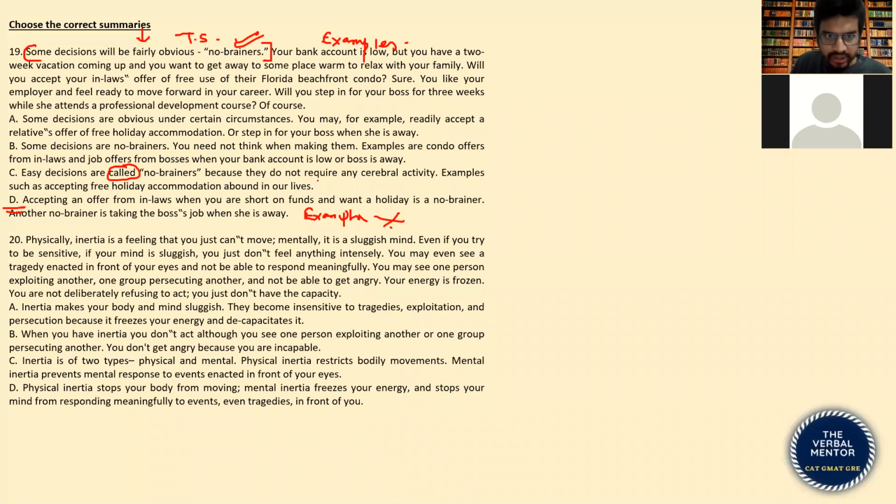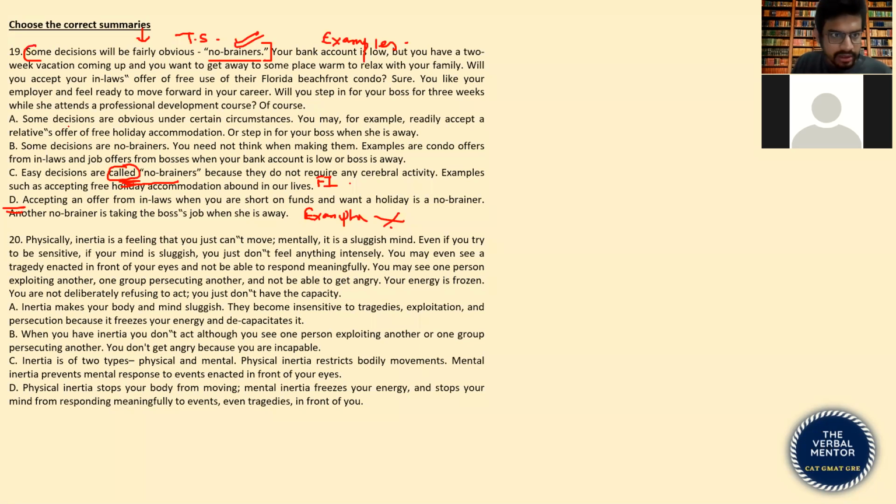Problem with C is factually incorrect. Easy decisions are not called no-brainers. It is not a standard name for easy decisions. It is the author who gives them this name. He calls them no-brainers. It is not a standard definition of no-brainers, right? Okay. Factually incorrect. Goes out.